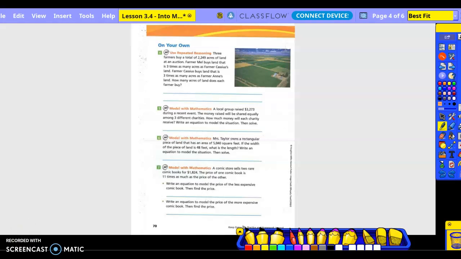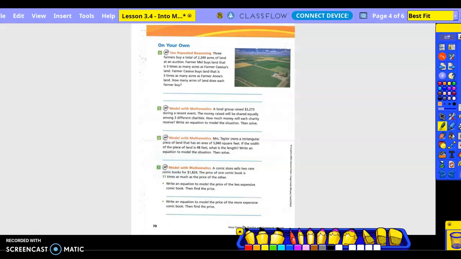Lesson 3.4. This is part 2 of the recording. On your own, number 4, use repeated reasoning. Three farmers buy a total of 2,249 acres of land at an auction. Farmer Mel buys land that is 3 times as many acres as Farmer Caseus's land. Farmer Caseus buys land that is 3 times as many acres as Farmer Ann's land. How many acres of land does each farmer buy?